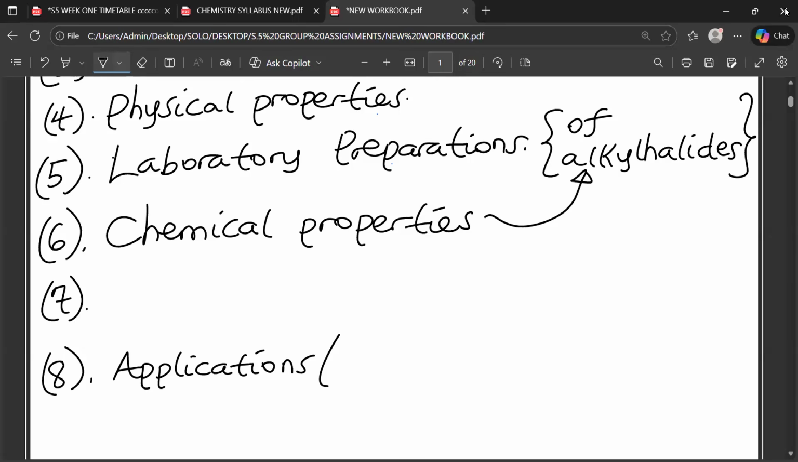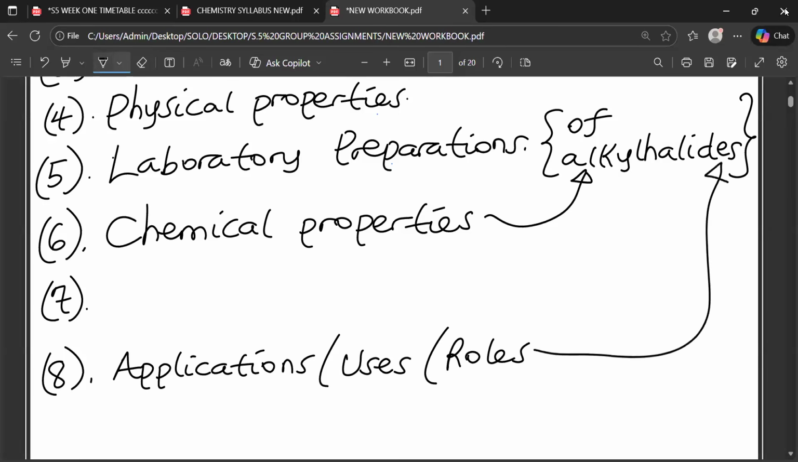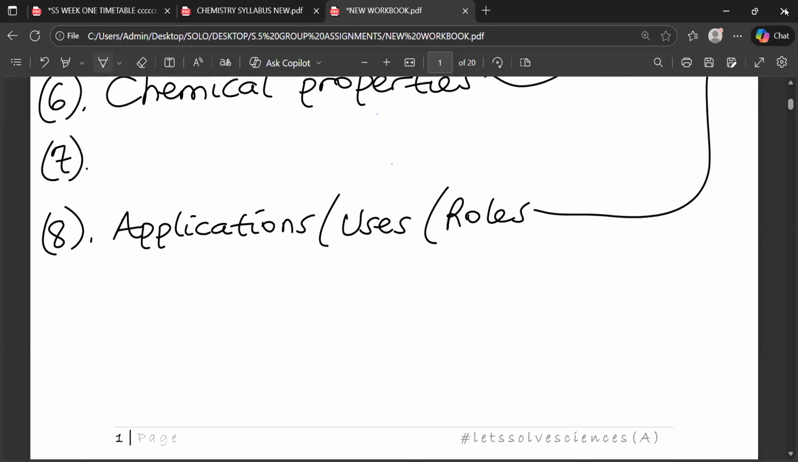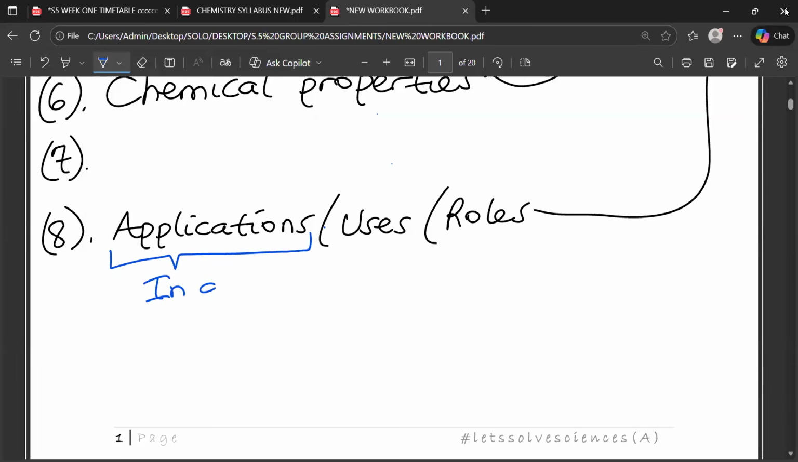So applications, what you people call uses. They sometimes call them roles. Of course also for the alkyl halides. And I told you the moment they talk of roles, uses, or applications, they are talking of daily life. So never forget that. Always think around daily life. So it is always application in daily life. Has anyone told me what we should put at number seven?